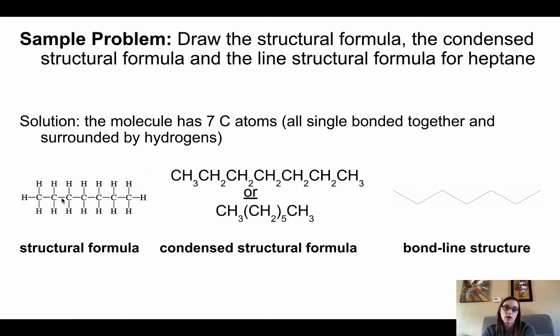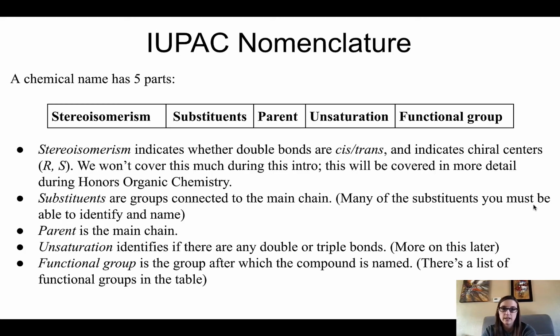And so you have carbons all single bonded, and then fill it in with hydrogens. The condensed structural formula, you just condense all of the CH groups down. And then the bond line drawing, you have 7 carbons in this zigzag pattern. 1, 2, 3, 4, 5, 6, 7.